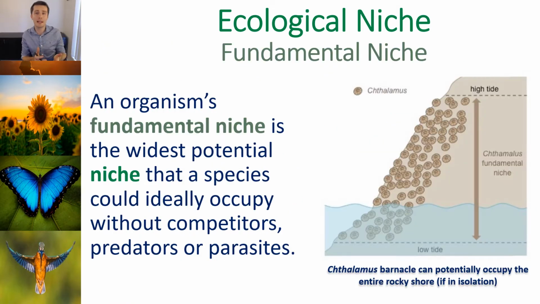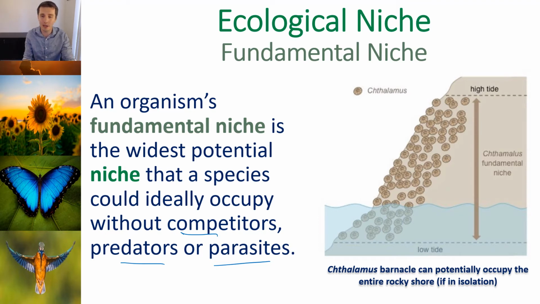When we talk about niches, we break them down into 2 different types of niches. So the first one is an organism's fundamental niche. So write down this definition. And this is the widest possible niche that a species could ideally occupy without competitors, predators, or parasites. So without any of those other species interactions, where could this organism live?